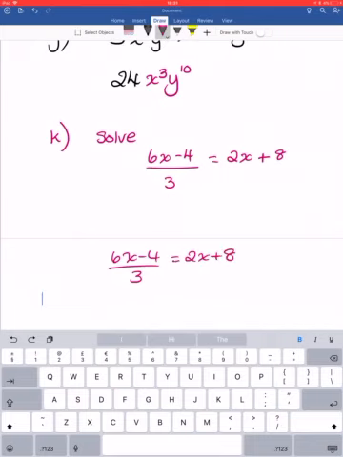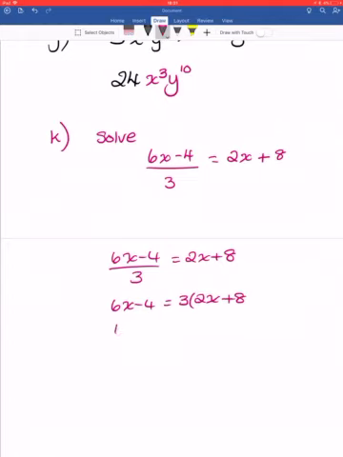I want to undo that divide by 3, so I'm going to get 6x minus 4 equals 3 times 2x plus 8. Then I'm going to expand the bracket. Oh, that's clever of me. I'm going to change this equation. That's what you get when you make it up as you go along.